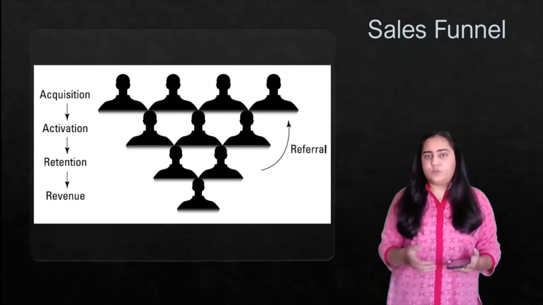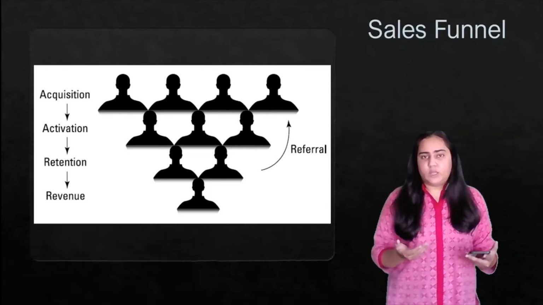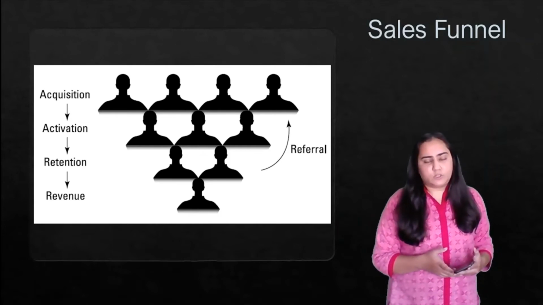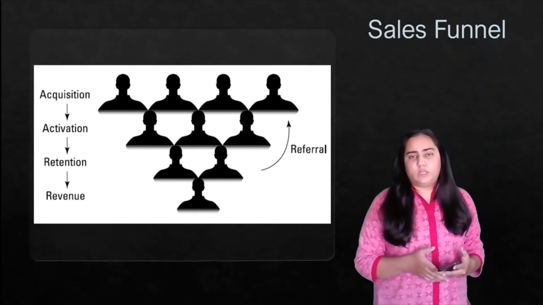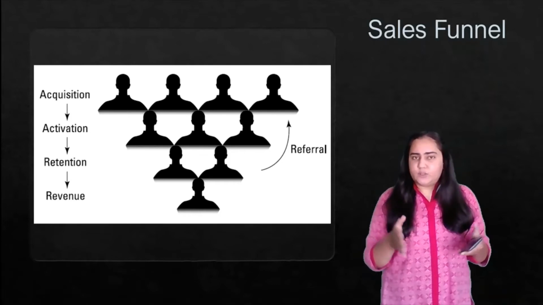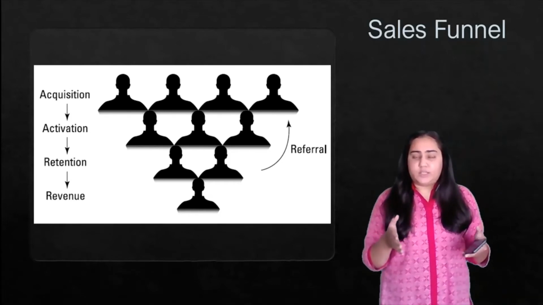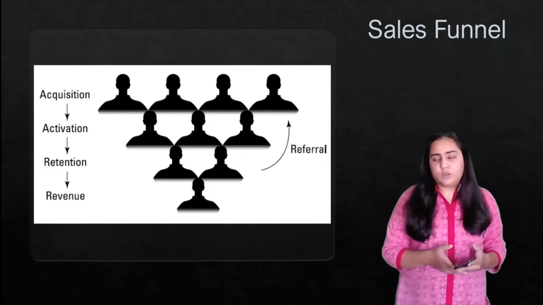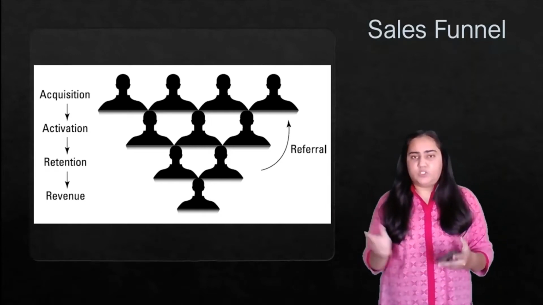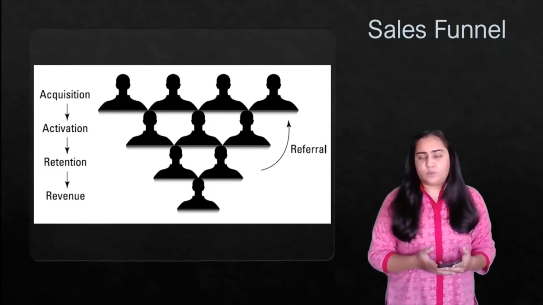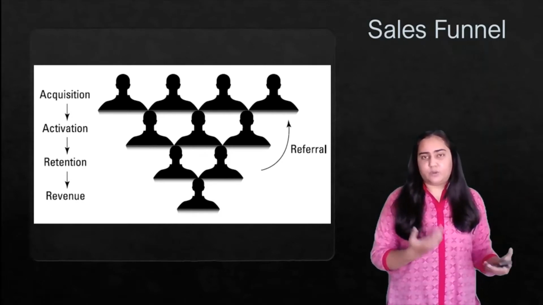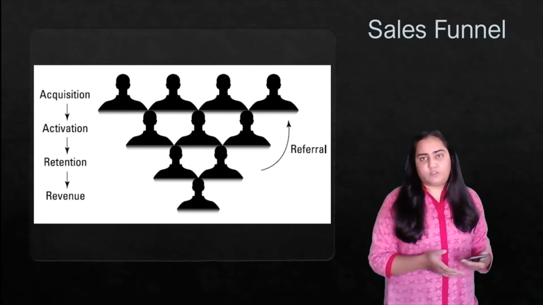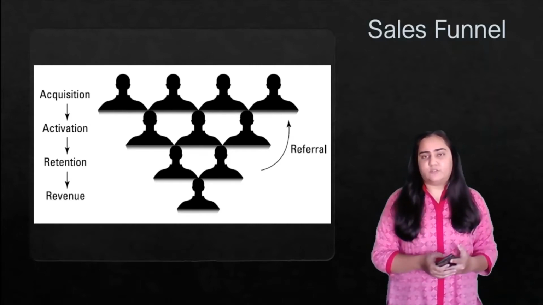You can see here your acquisition layer will gain more users by a referral given by the users at the retention layer. And finally, the smallest layer, the layer containing the least number of people, is the final layer, which is the layer that generates revenue. This is the layer where users make some purchase from your e-commerce site and generate revenue for you. So this is the sales funnel.